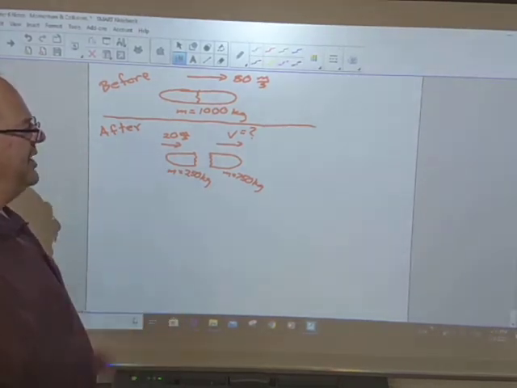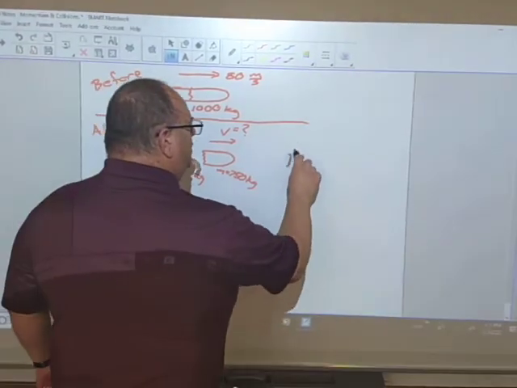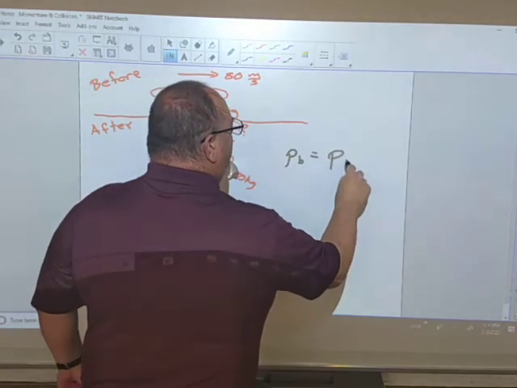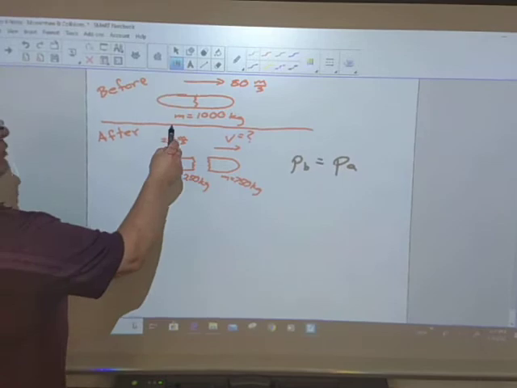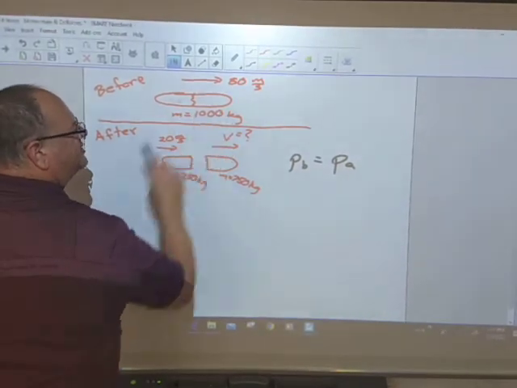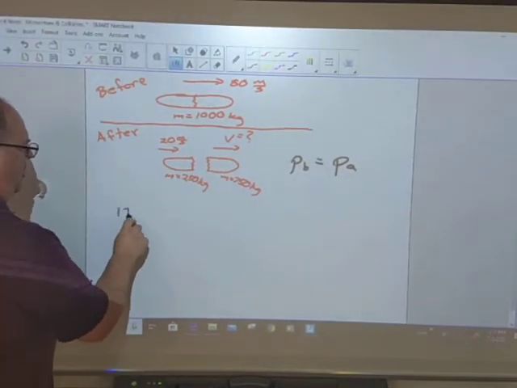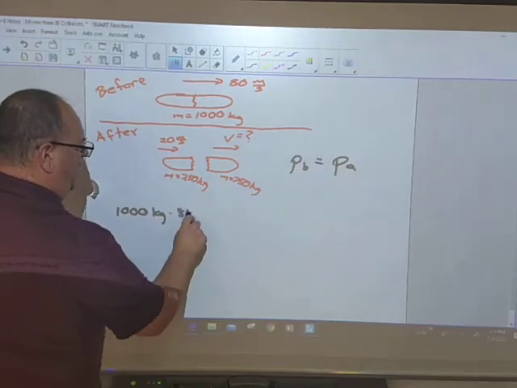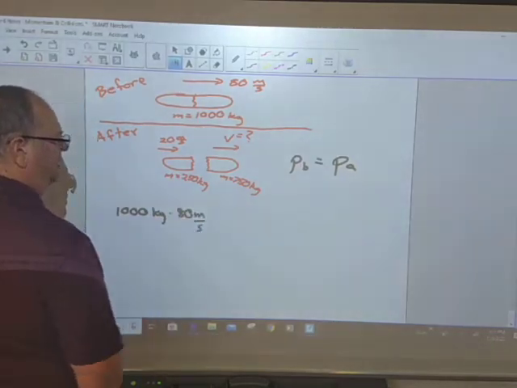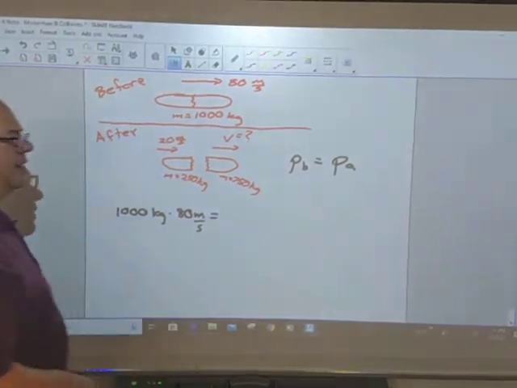Again, momentum has to be conserved. So the momentum before has to equal the momentum after. Well, the momentum before, this is all together, so we've got just one mass and one velocity. 1,000 kilograms times 80 meters per second. Now we look at after.